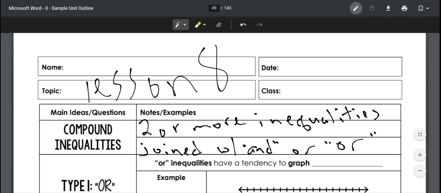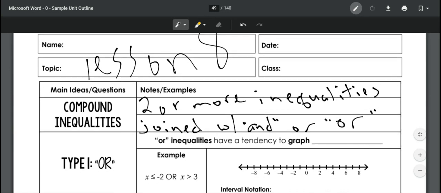Lesson 8. We are still working with inequalities, but now we are going to have compound inequalities, which is two or more inequalities joined with and, or. So when you have the or inequalities, they have a tendency to graph apart, or in other words, like one going one way and one going the other way.